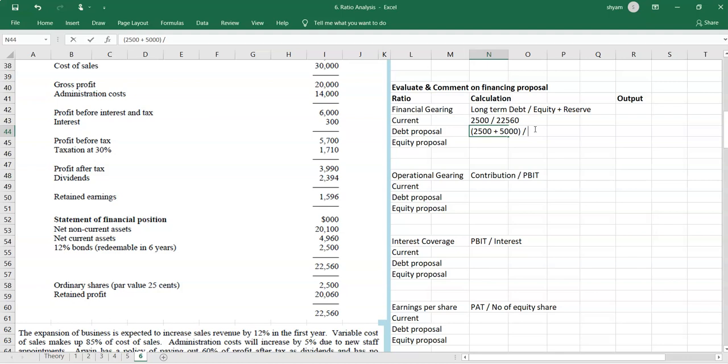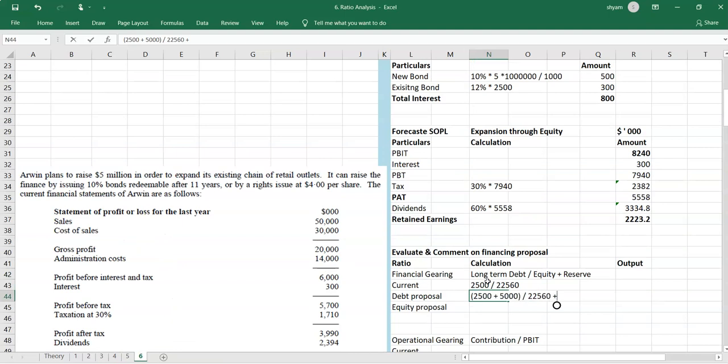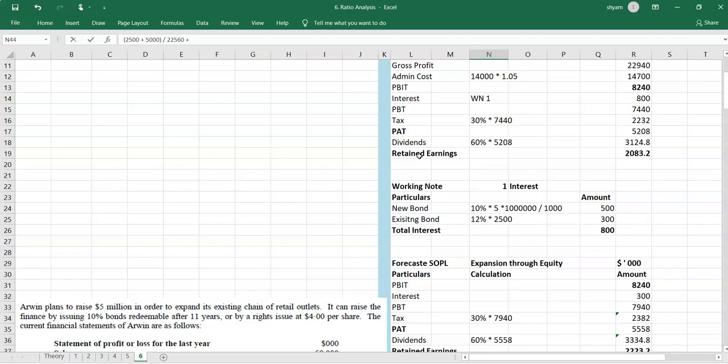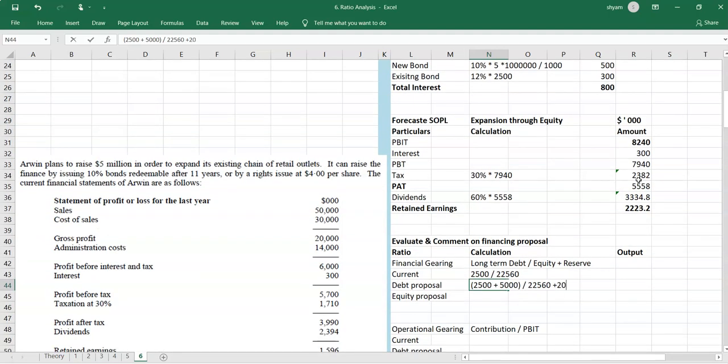Divided by equity. So equity will be different again. It will be 2,500 plus, or else we can put it as the same number, 22,560, plus the current amount that is coming from the reserve. So if it's going to be debt, then we have to get it from the debt area. So it is 2083.2. So that's about the debt proposal. Let's get the equity proposal.